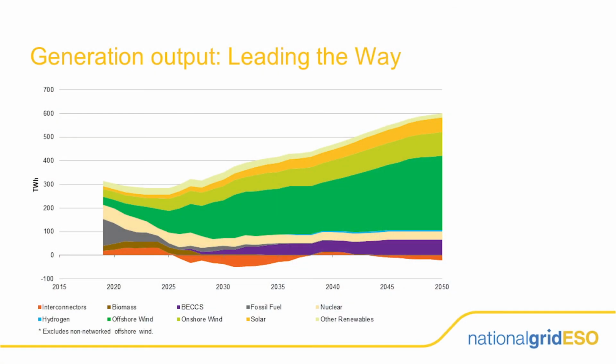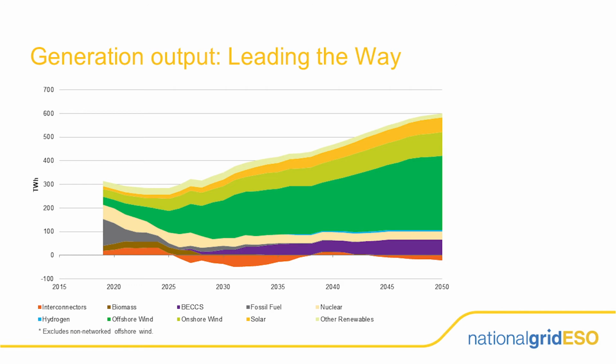Now we can also look at how this generation mix meets demand by looking at the annual output from different technologies. In this example, I'm showing the leading the way scenario. The other scenarios are included in the publication and the data workbook. Because we're looking at generation output, the axis here is in terawatt hours, and it represents the annual generation.